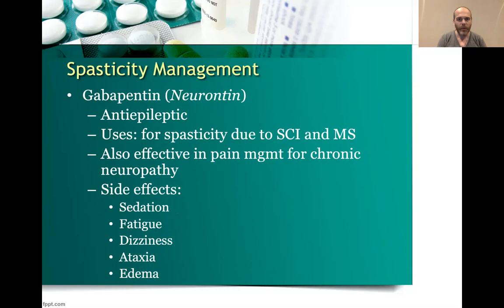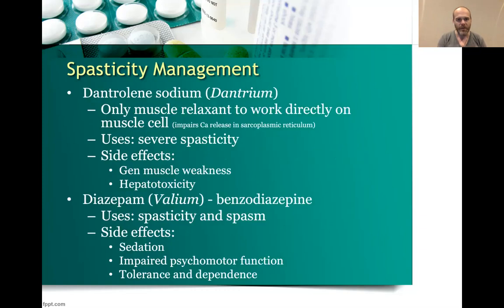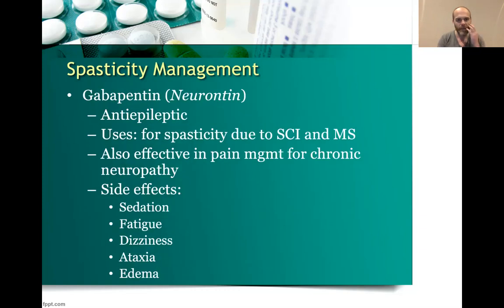Gabapentin or Neurontin, you might want to know both of those terms. They're the same medication, just two different names. This is actually a seizure medication, but it can be used for spasticity in MS and SCI. And gabapentin and Neurontin, a lot of amputees will take this for phantom pain and phantom sensations. It does give you a little bit of sedation and fatigue and dizziness, but nothing like the dantrolene sodium and Valium do. So a lot of people may stay on these, and some people might even be on this and intrathecal baclofen, oral or baclofen.